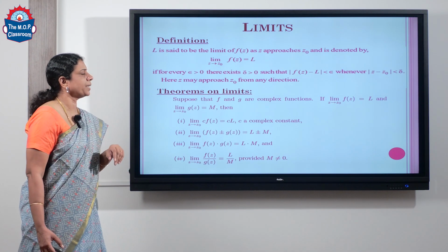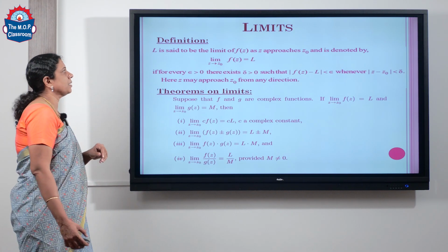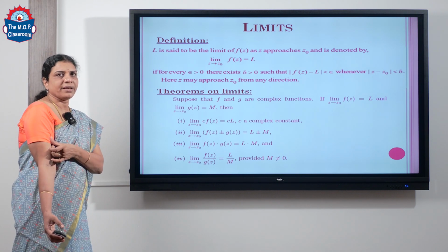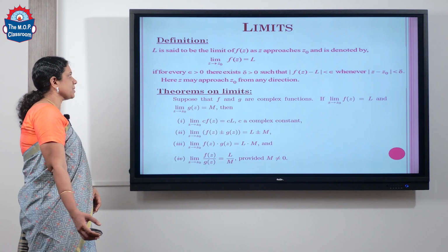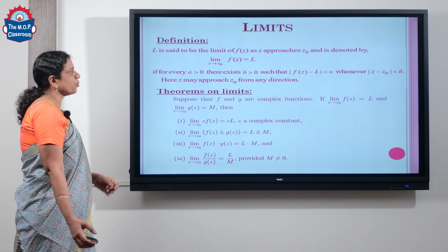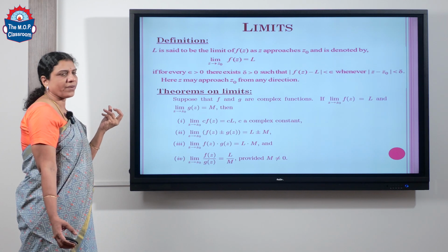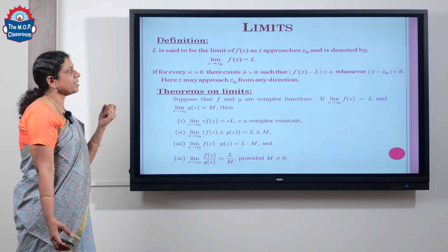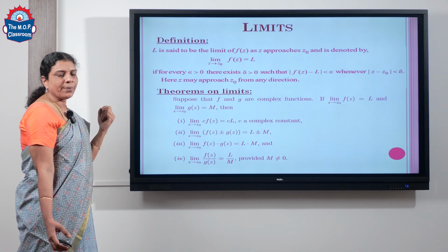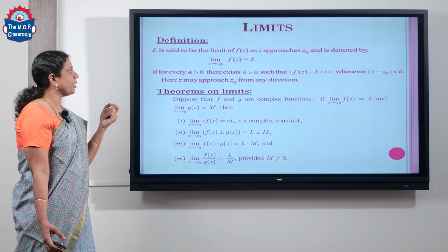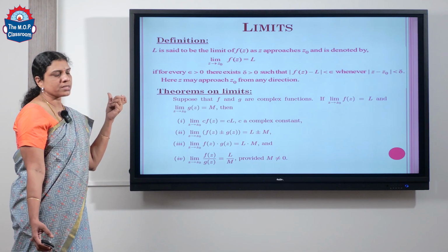Now we come to the limit. Similar to the limit in the real number system, we can define the limit of a complex function, and L is said to be the limit of f of z. So f of z is usually defined in the w plane as z approaches z naught. So limit z tends to z naught of f of z is equal to L. So how are we going to see this?